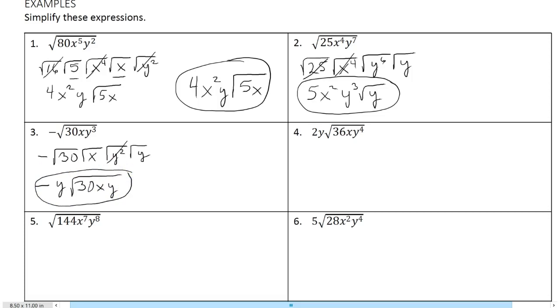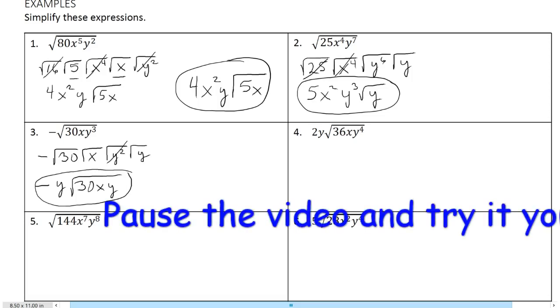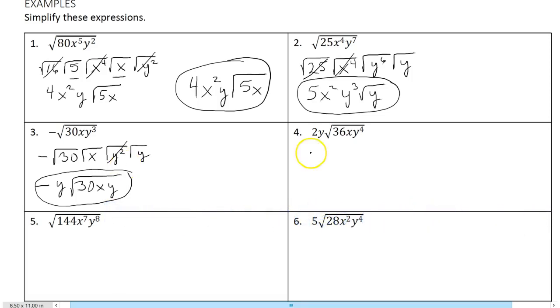Pause the video and try the next one yourself. Now that you have tried it, check your work.